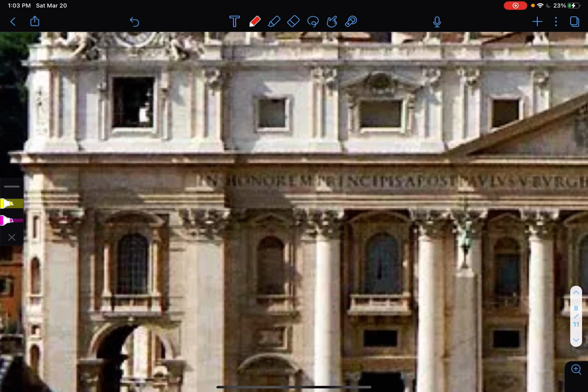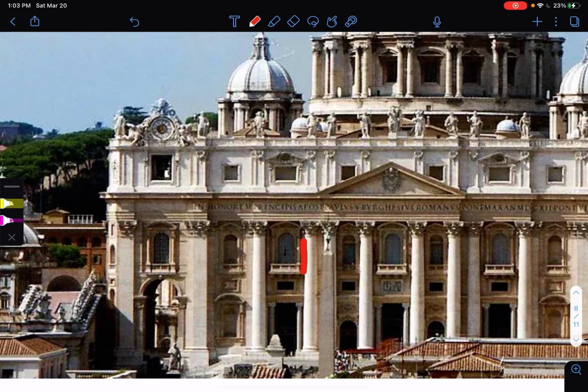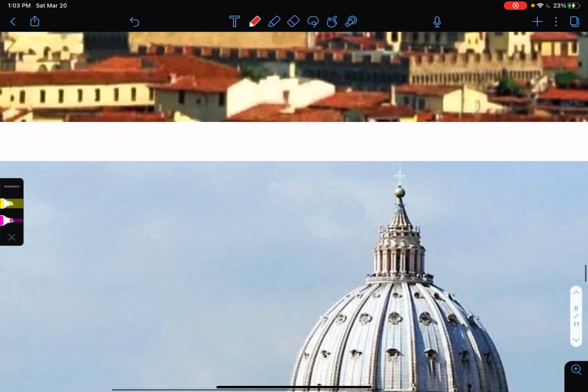If I can zoom in here, you're able to see the columns, and you're able to see the capital and the base. The capitals look like they're Corinthian. Looks like they're these.